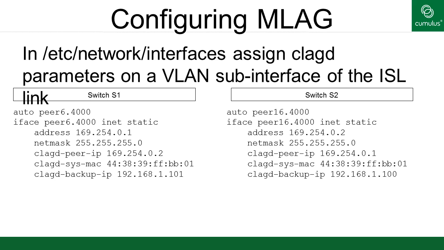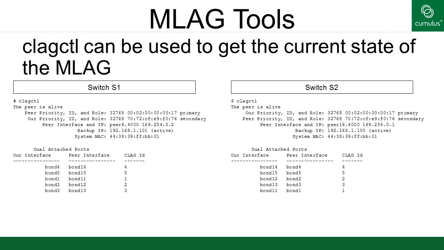And once you bring it up, how do you know it's working? There's a couple tools, and I'll just go over a few of them here. The first one is clagctl. This is a tool that interfaces to the CLAG daemon, or MLAG daemon. If you simply type clagctl, you'll get a status. And you can see on switch S1, I type clagctl, it says that the peer is alive. Here is the role of the peer. You can see the peer is the primary. We are the secondary role.